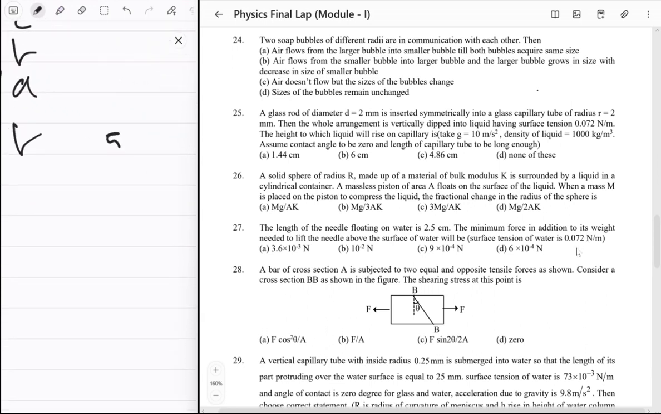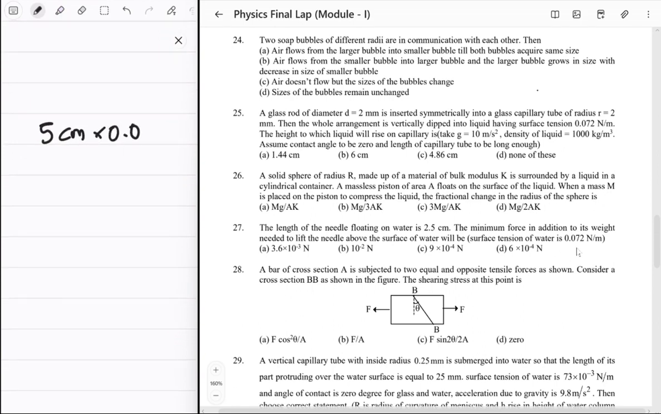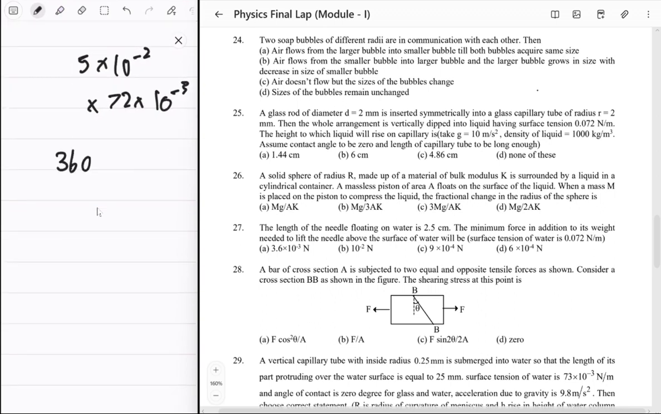So 5 centimeter times the surface tension, that is 5 times 10 power negative 2 times 72 times 10 power negative 3. That is the force because of the surface tension. We need the minimum force in addition to its weight. So the weight will be there, plus we also have to counter this force. So this will just be 360 times 10 power negative 5, which is 36 times 10 power negative 4, which is 3.6 times 10 power negative 3. So A is the answer.